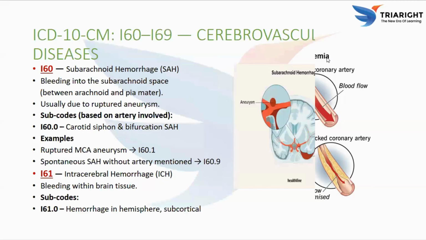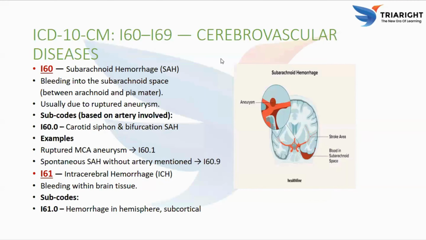Next, coming to the category codes I60 to I69. What are these? Cerebrovascular diseases. The first code is I60, subarachnoid hemorrhage. What do we mean by subarachnoid hemorrhage? It is bleeding into the subarachnoid space, which is the area between the arachnoid and pia mater in the brain.